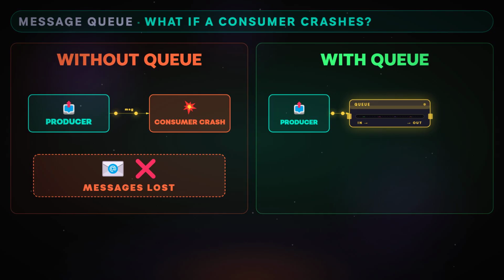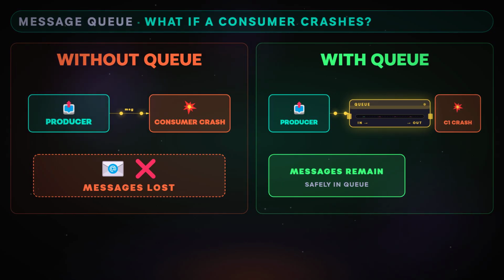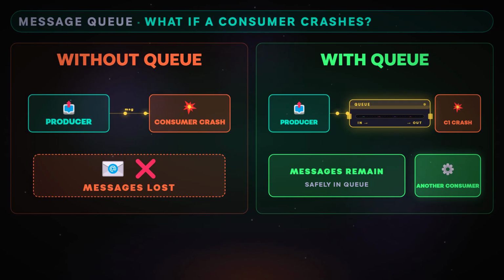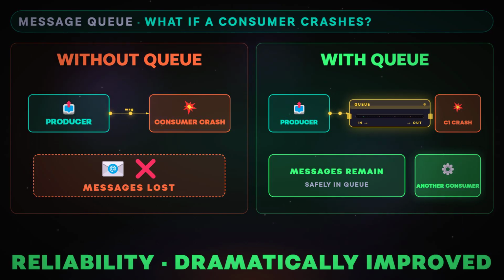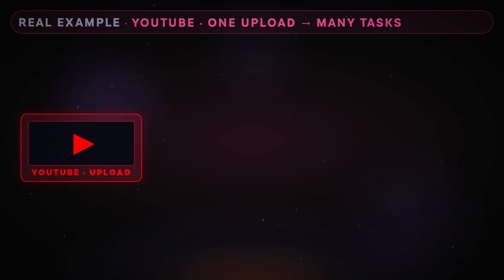The consumer starts processing it, but suddenly the consumer crashes. The message remains safely inside the queue. Another consumer can later pick it up and process it. The work is not lost. This dramatically improves reliability. YouTube uses it.